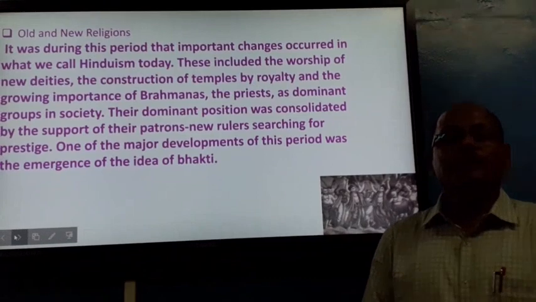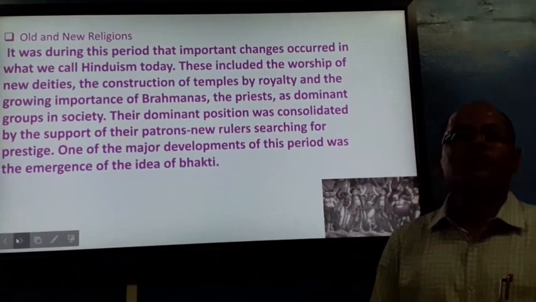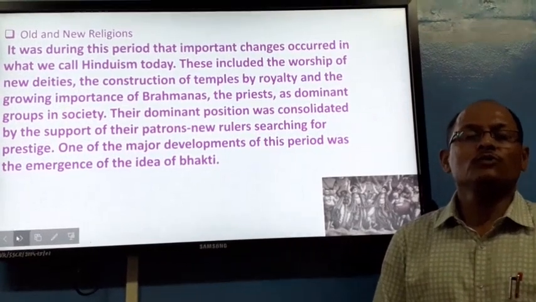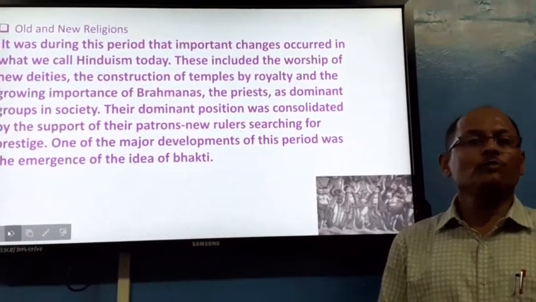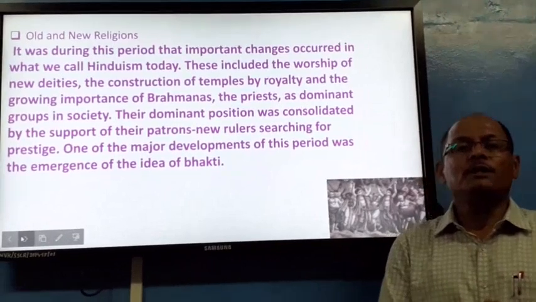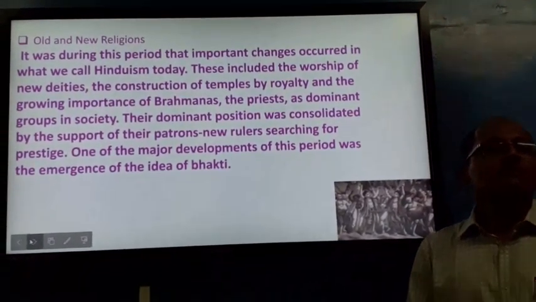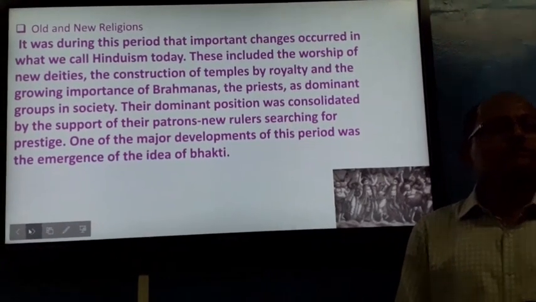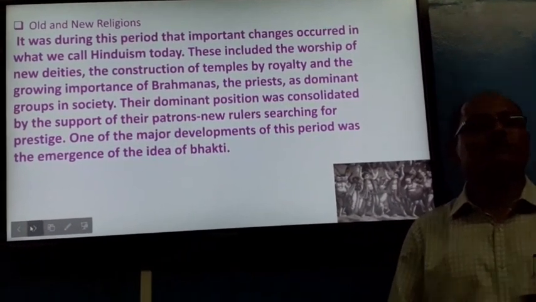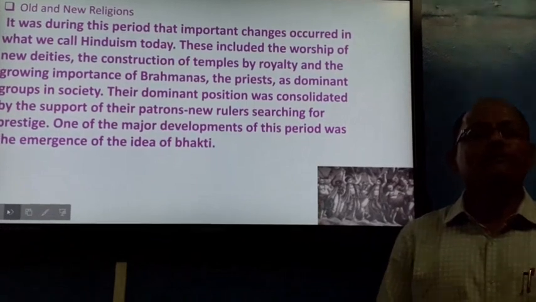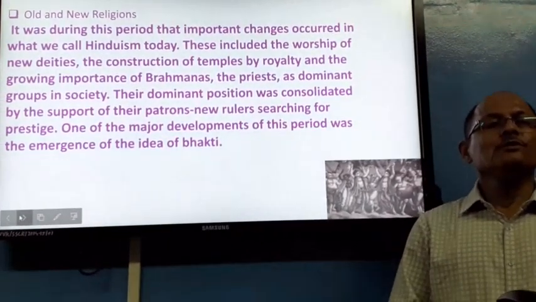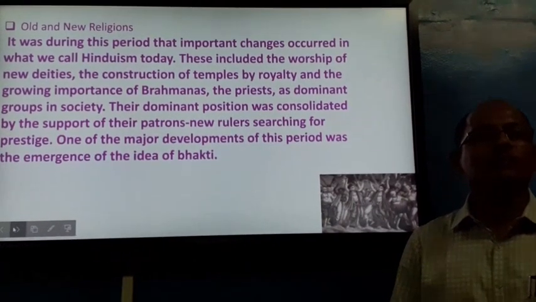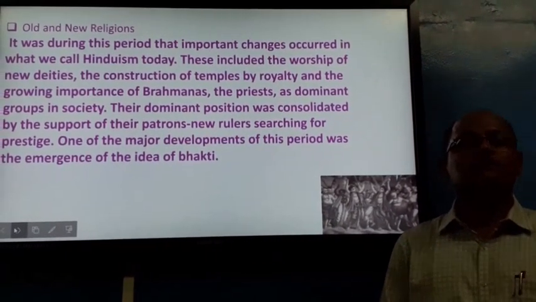In the medieval period, we will learn about the Bhakti and Sufi movements. These two movements: Bhakti, that means devotion, came from Hinduism. It was during this period that important changes occurred in what we call Hinduism today. These included the worship of new deities, the construction of temples by royalty, that is rulers.